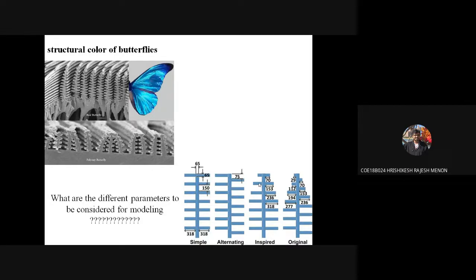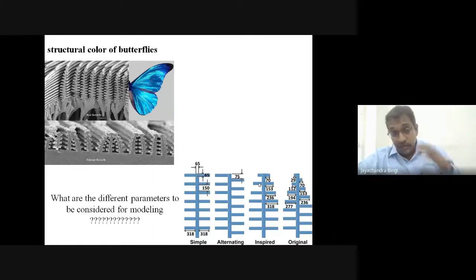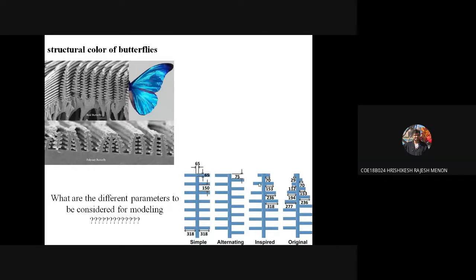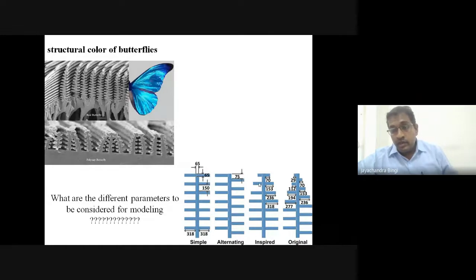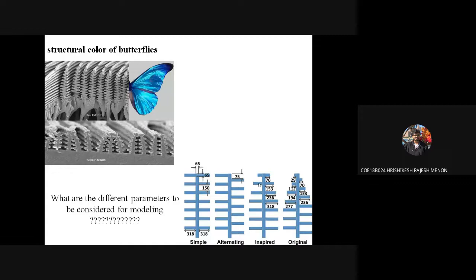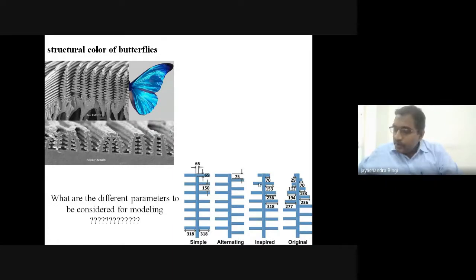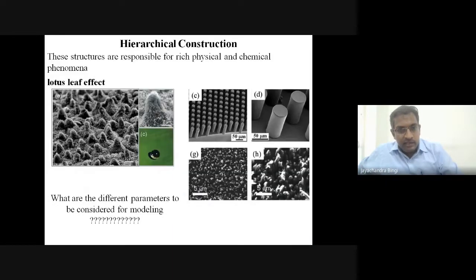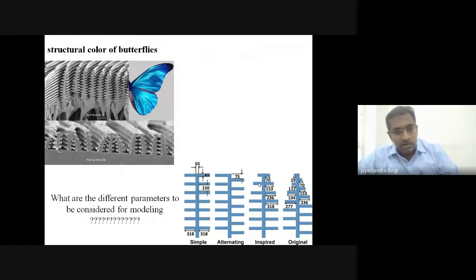Sir, not everything necessarily has a hierarchical structure, right? Not every system necessarily has a hierarchical structure. No, we have to look at it and decide. Suppose there is only one parameter significant, then how can you say it's hierarchical? And also, maybe just for curiosity, if you see this one, this is more hierarchical than this one. Will you agree with me?